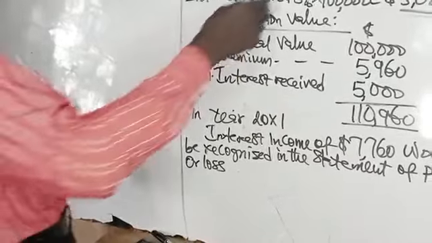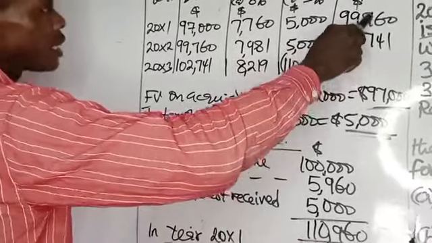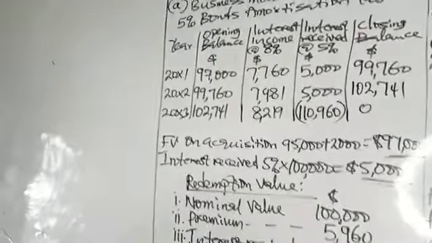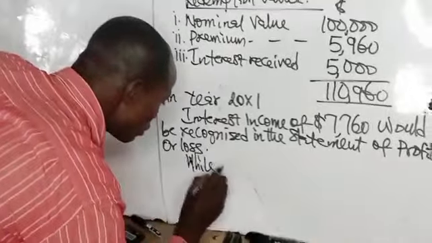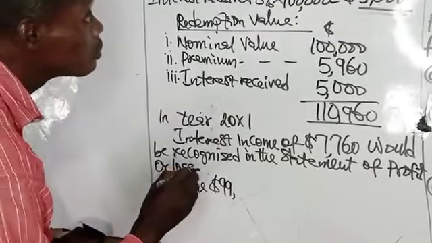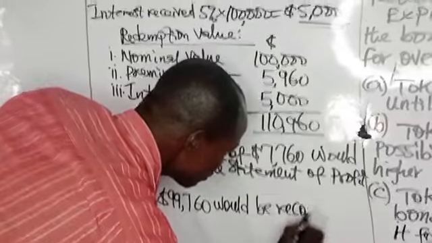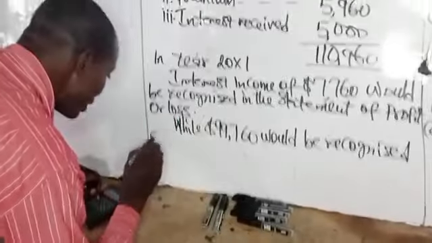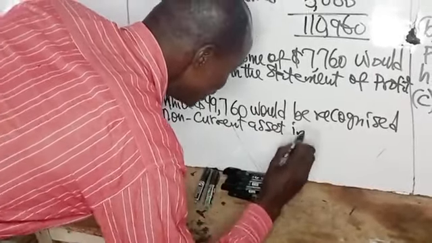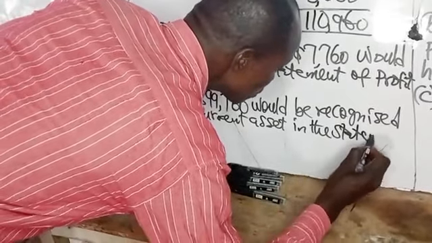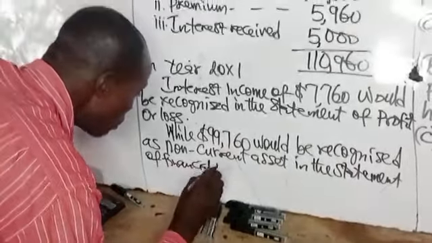Then the closing balance of 99,760 will be recognized as a non-current asset in the statement of financial position. 99,760 would be recognized as non-current assets in the statement of financial position.